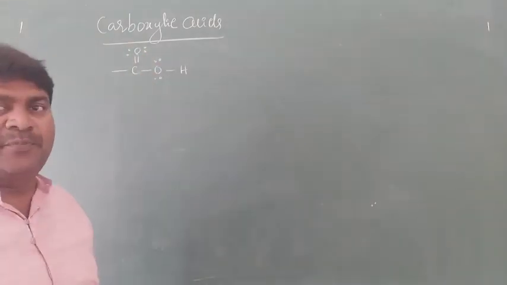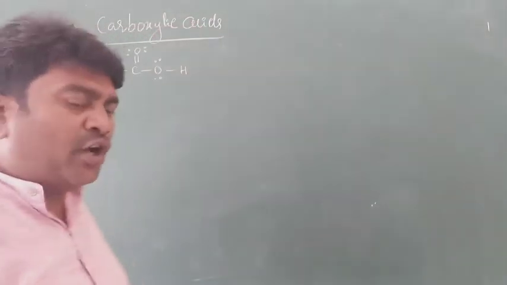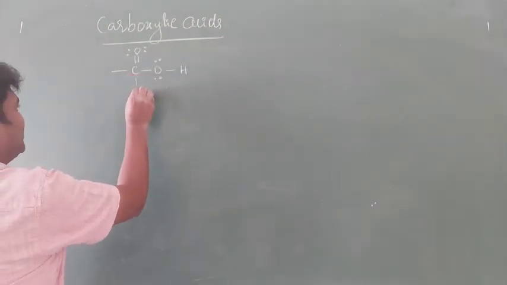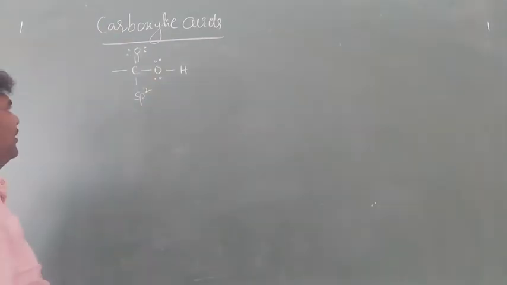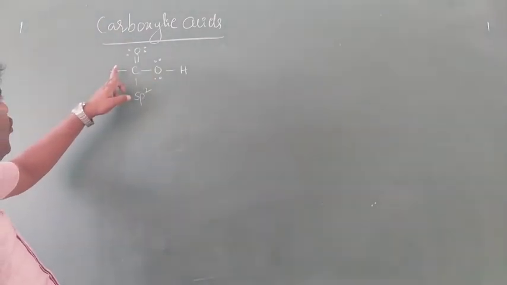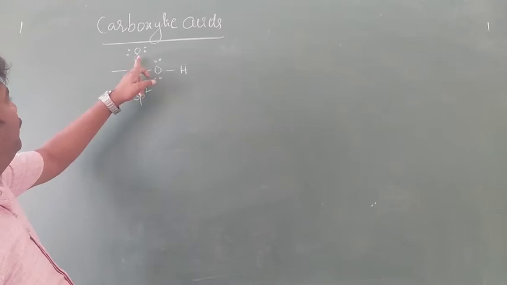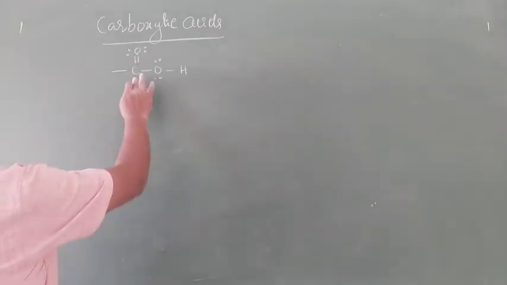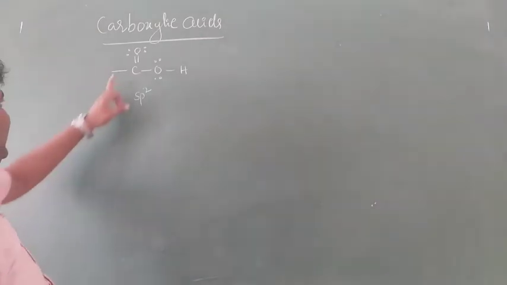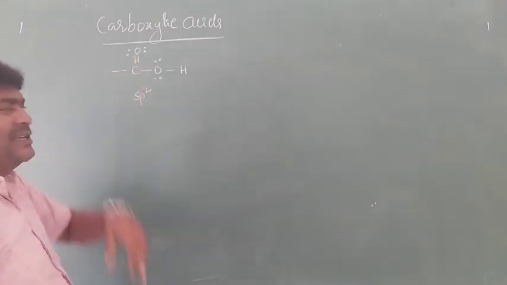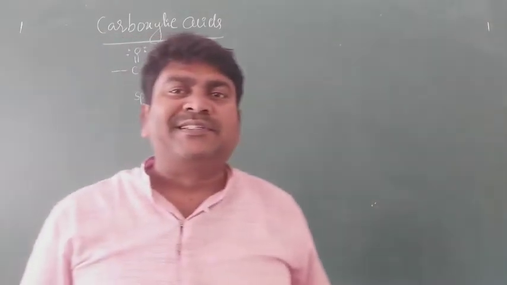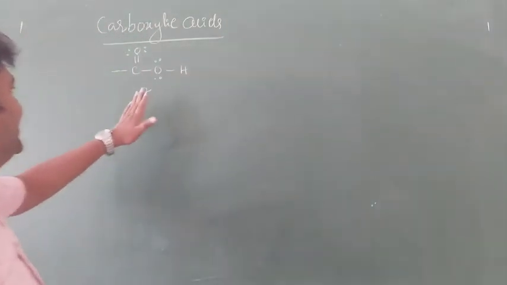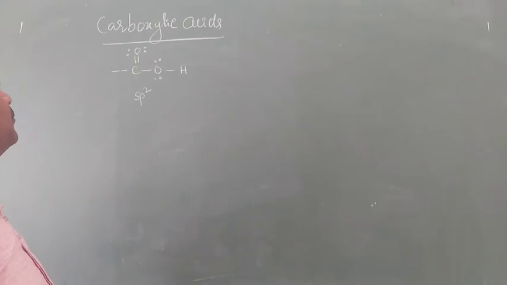It is very important. The carboxylic carbon undergoes sp2 hybridization. Sorry my dear students, there is no bond here. It is 1, 2, 3, 4, because carbon exhibits tetravalency. Very important my dear students, it is sp2 hybridization.